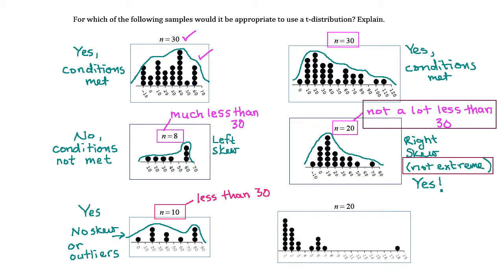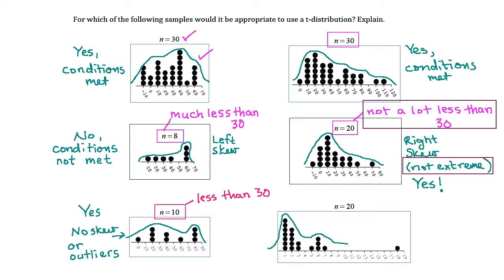But again, this is one of those examples where somebody could also say no here, and if they justified it pretty well by saying n equals 10 is getting pretty small and it doesn't look like a nice little bell curve or normal shaped sample, so I'm going to go with no, I would think that that was also a reasonable answer. The last one, n equals 20.